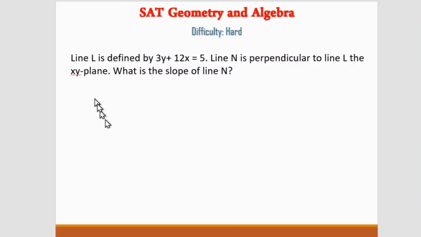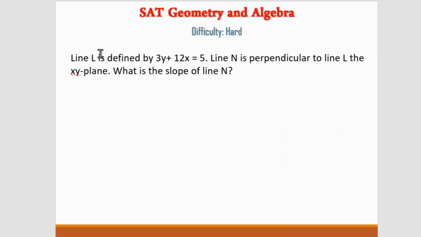So today our question is going to be about two lines. It says line L is defined by 3y plus 12x equals 5, and line N is perpendicular to line L in the xy-plane. What is the slope of line N? So that's our question here.